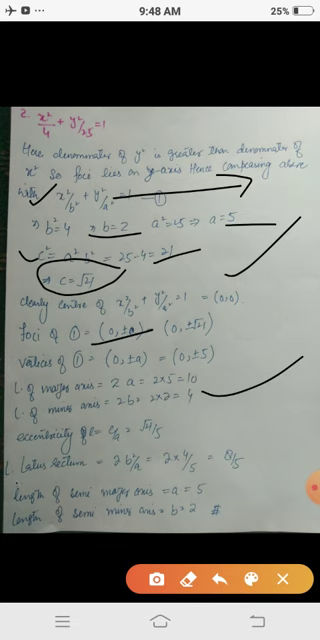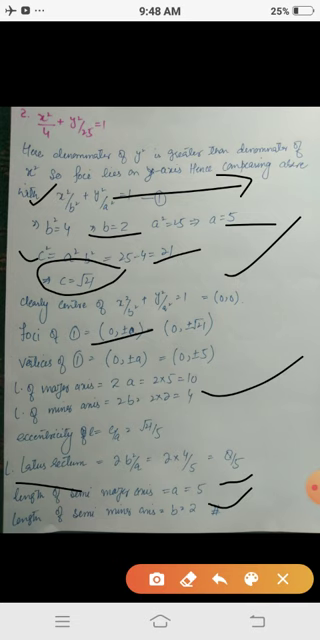Now the length of the latus rectum equals twice b square upon a. It holds for any ellipse, whether its major axis is along the y-axis or the x-axis. It is always 2 times the square of the semi-minor axis upon the semi-major axis. The length of the semi-major axis is here a, which is simply 5, and the length of the semi-minor axis is b, which is simply 2. So in this way we find all these.